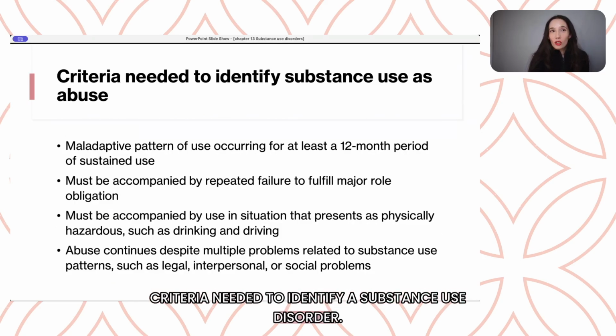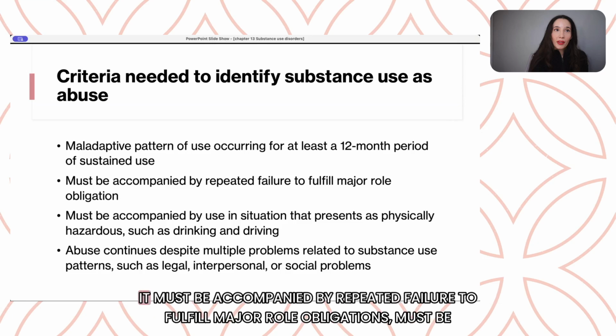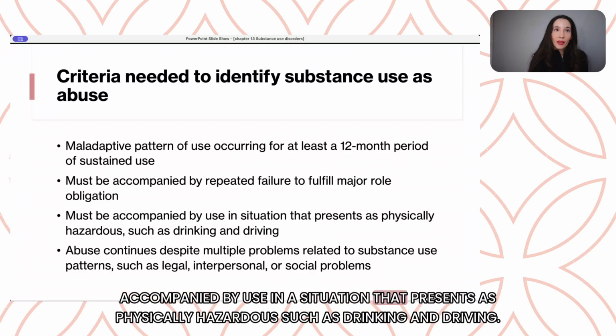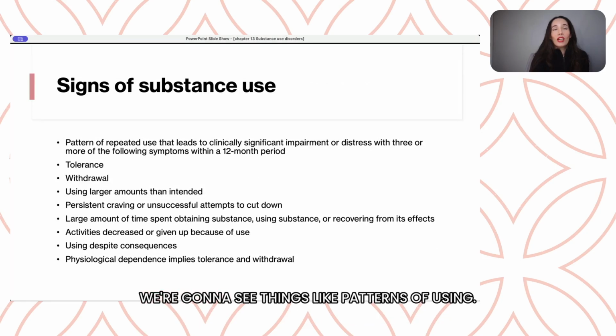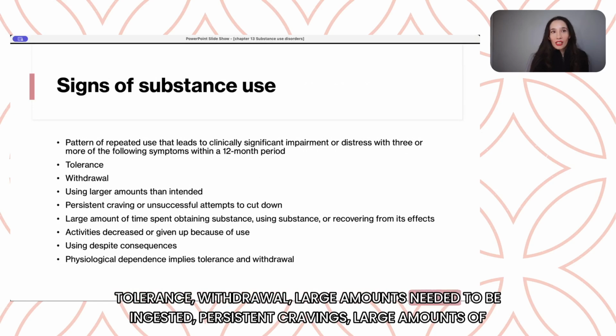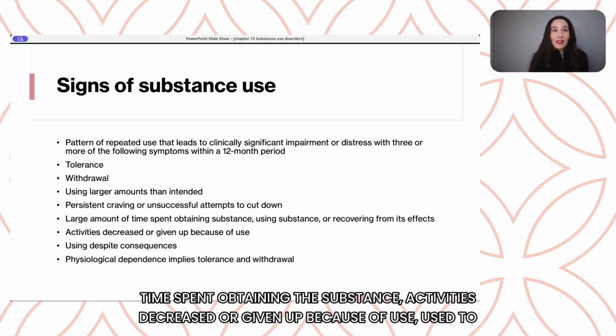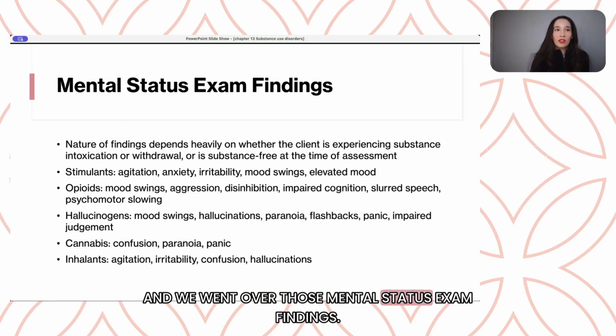Criteria needed to identify a substance use disorder: maladaptive patterns of use co-occurring for at least a 12-month period of sustained use. It must be accompanied by repeated failure to fulfill major role obligations, and by use in situations that are physically hazardous, such as drinking and driving, and use continues despite problems such as legal, interpersonal, and social problems. We're going to see things like patterns of using, tolerance, withdrawal, large amounts needed to be ingested, persistent cravings, large amounts of time spent obtaining the substance, activities decreased or given up because of use despite consequences, and psychological dependence.